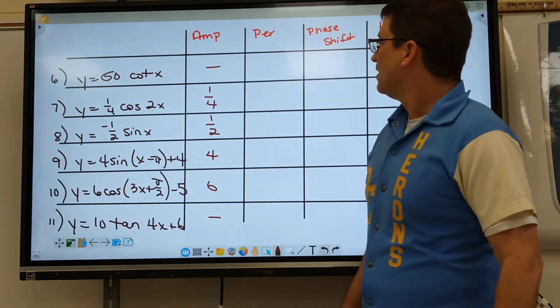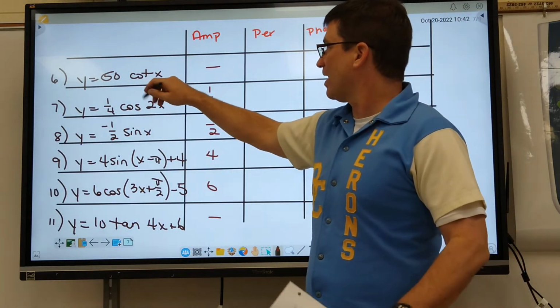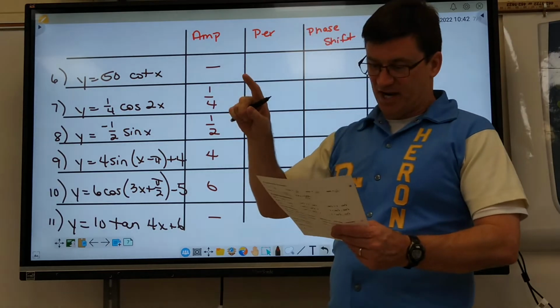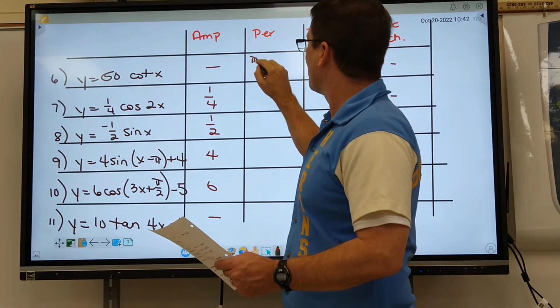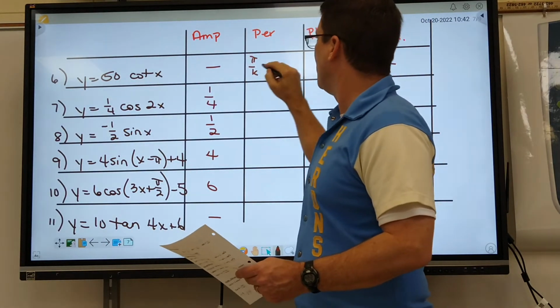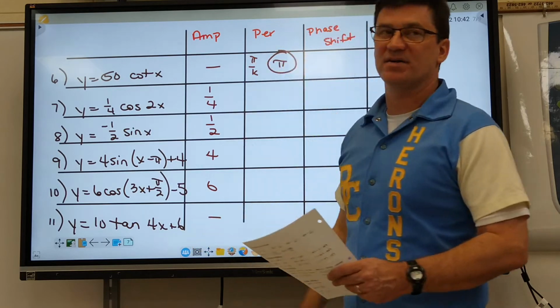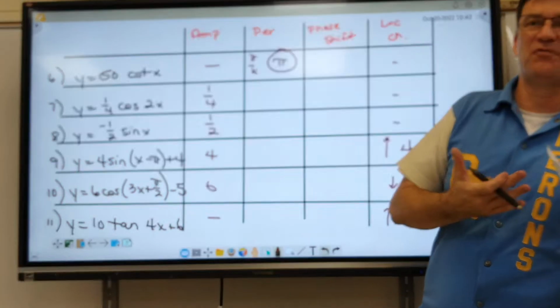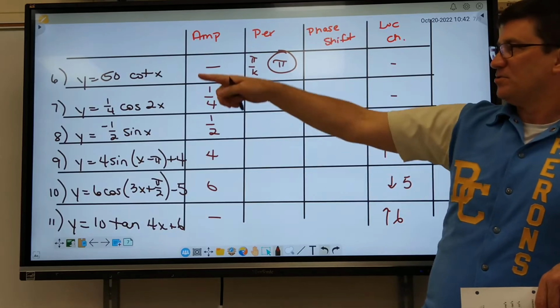6. All right, look at 6. What number's in front of it? Now look, this is cotangent. Oh, we have to change it. This time it's just pi over k. So pi over 1 is just pi. That's where kids mess up. They forget to use a different formula for tangent and cotangent, so you get doors points.